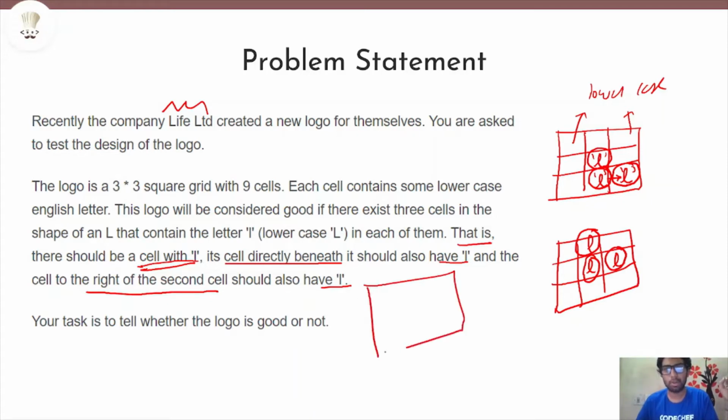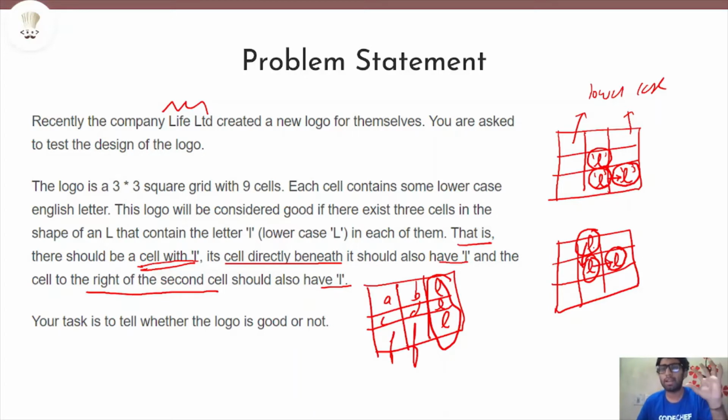However, if you want an example of an invalid logo, this is an example of an invalid logo. For example, let's just say A, B, C, D, F, F. This is a random grid here and this is an invalid example because we have 3 L's here and these L's do not follow the property, because our logo will be good as long as we can find at least one pattern of L. So this pattern of L is characterized by one group of 3 cells, where if you have an L, the cell beneath it will also have an L and the cell to the right of that will also have an L.